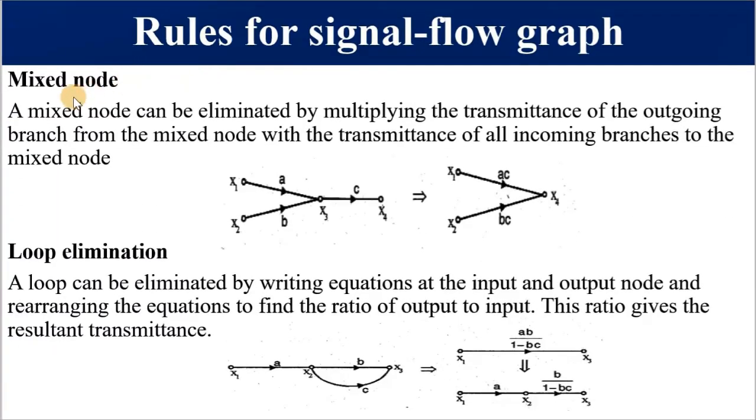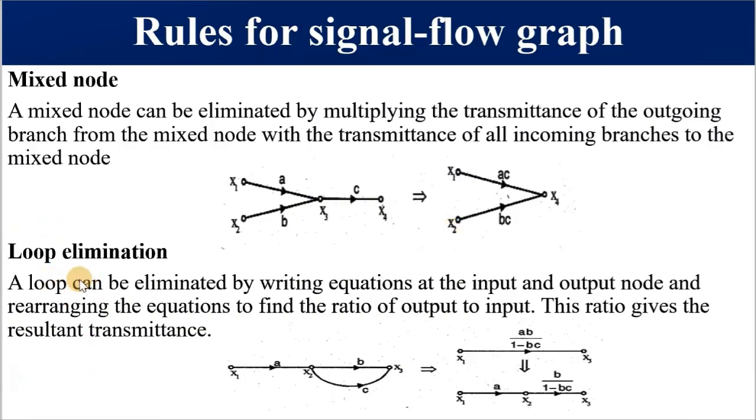We've looked at a mixed node in a previous slide, and we said it is also known as a chain node. And in this case, we're going to eliminate a mixed node. How do you eliminate a mixed node? By multiplying the transmittance of the outgoing branch, which is C, with the transmittance of the incoming branches A and B. So in other words, A times C, and B times C. If we've done this, we have eliminated the mixed node. So please take note of how you eliminate the mixed node.